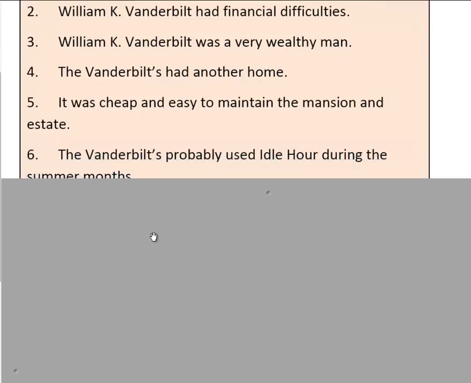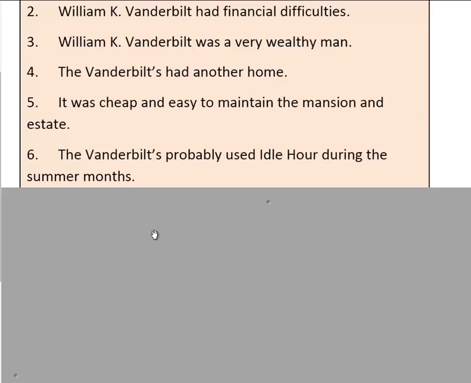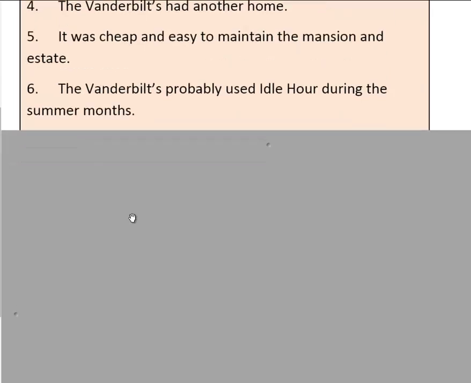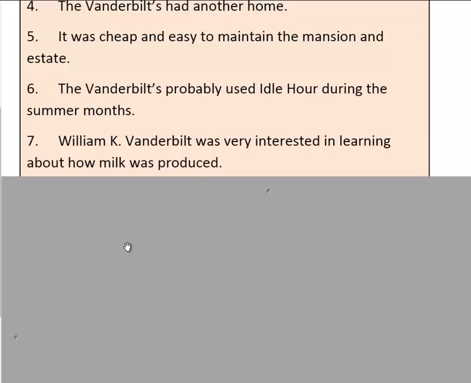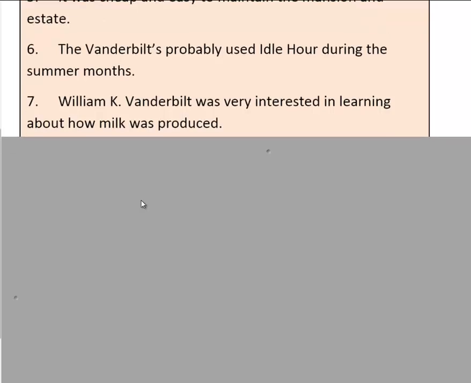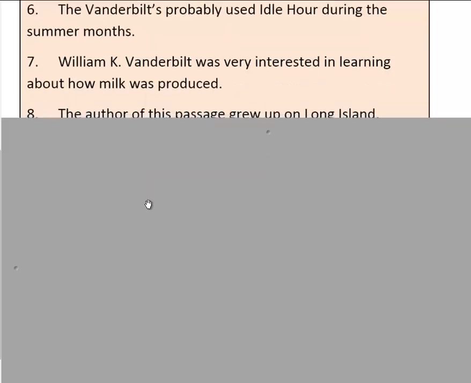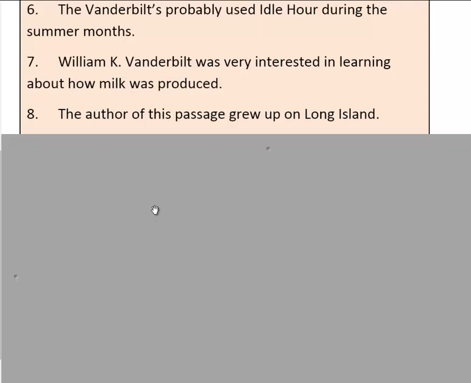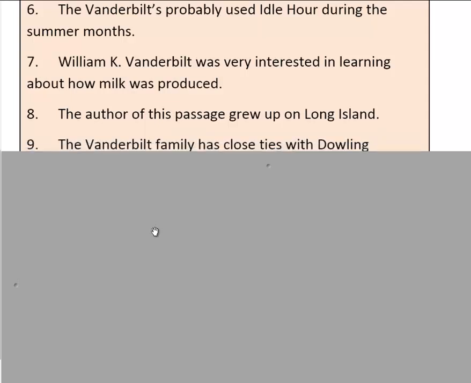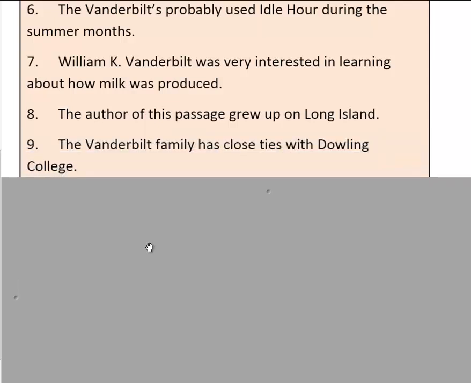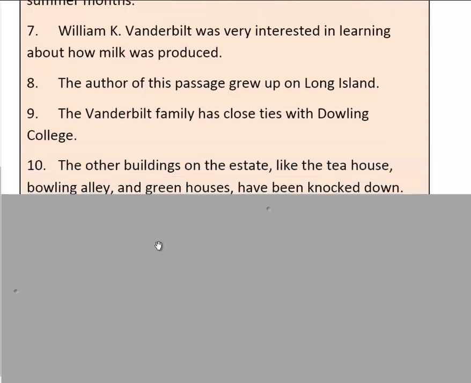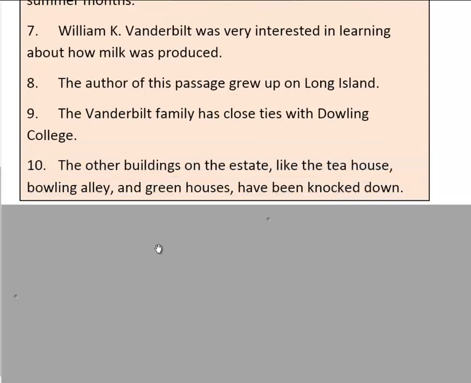Number 6. The Vanderbilts probably used Idlehour during the summer months. Number 7. William K. Vanderbilt was very interested in learning about how milk was produced. Number 8. The author of this passage grew up on Long Island. Number 9. The Vanderbilt family has close ties with Dowling College. And number 10. The other buildings on the estate, like the tea house, bowling alley, and greenhouses, have been knocked down.